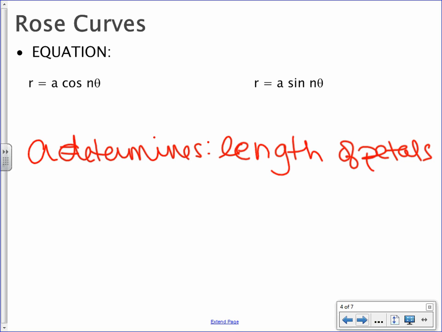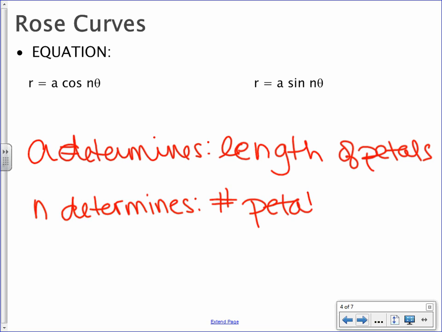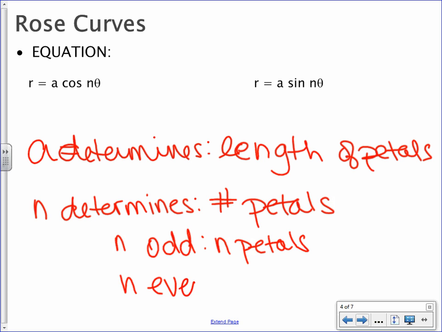A determines the length of the petals. We're also going to call that our max R value. That's going to be our greatest distance away from the pole. What does N determine? The number of petals. N determines the number of petals. Now, we kind of have some weird rules here, don't we? If N is odd, how many petals do we have? If N is even, how many petals do we have? 2.